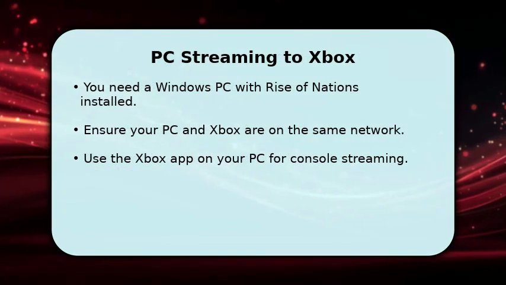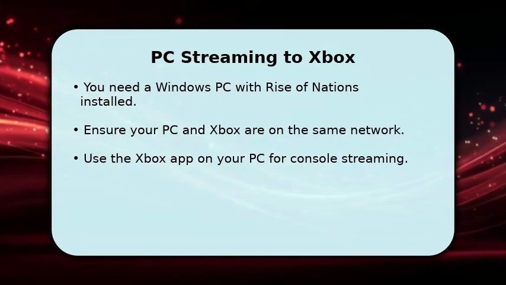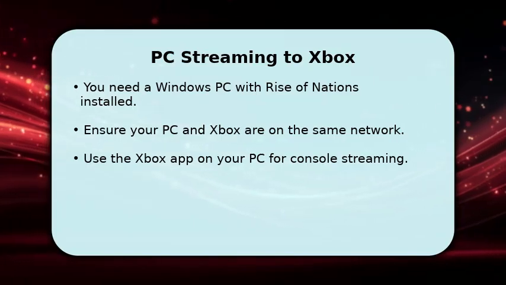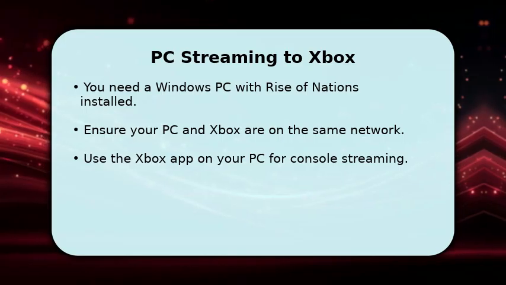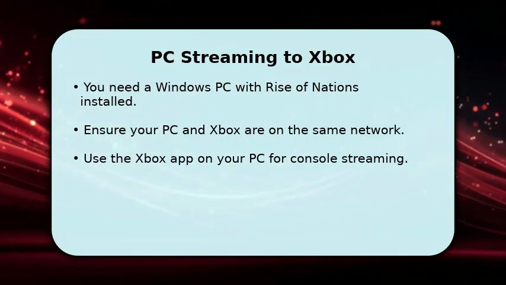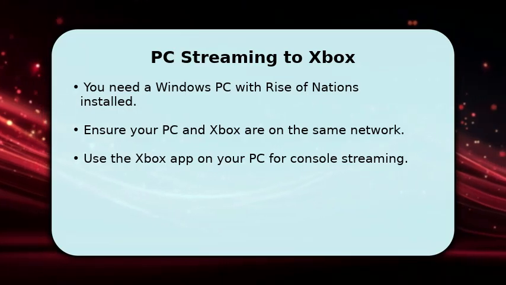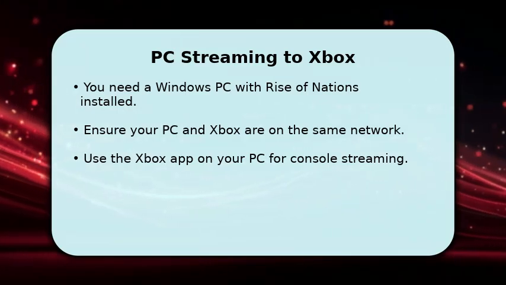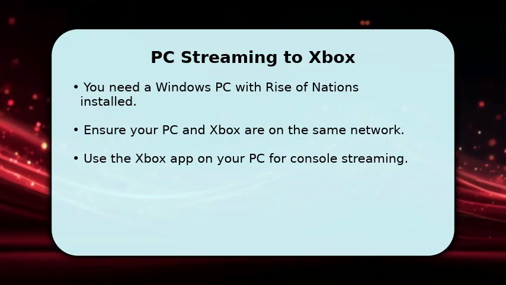To stream Rise of Nations, you'll need a Windows PC with the game installed and running. Make sure both your PC and Xbox are connected to the same local network, ideally via an Ethernet cable for the best performance. Open the Xbox app on your PC and select the console streaming option.